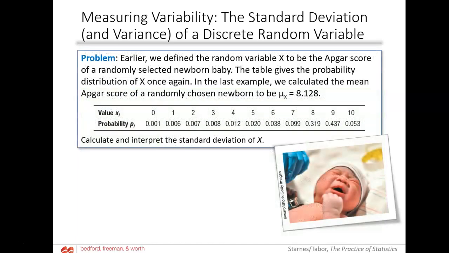All right, let's calculate and then interpret the standard deviation of that baby problem. So remember, we found the expected value of 8.128. So our next job is to do the difference, right? So the value minus the expected, and then we're going to square it, and then we're going to multiply it by the probability. And we're going to do that for each one of these.